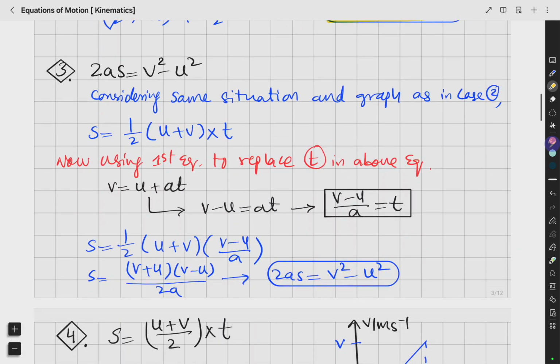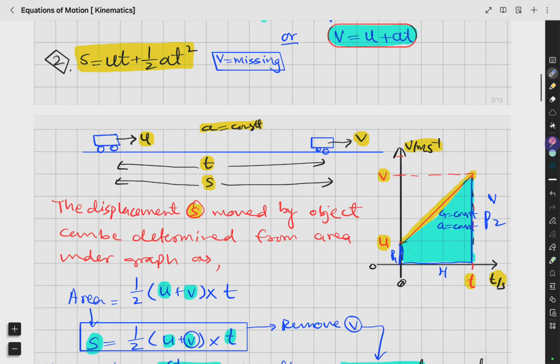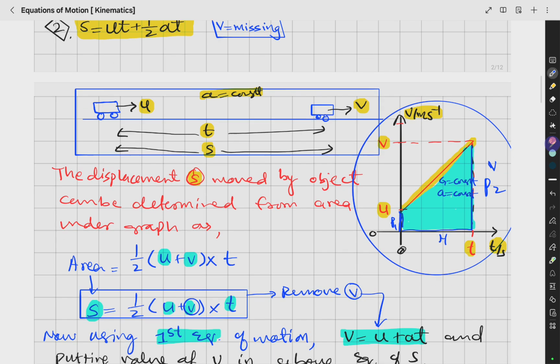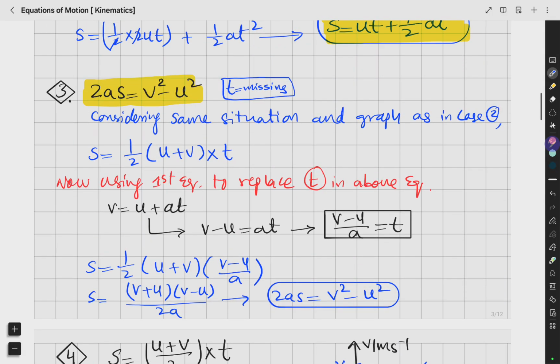Jumping to the third equation, which is also very important, you can see that time is missing in it. Time is not there. So what you do is consider the same situation and graph as in case 2. So the object is moving with velocity u, after some time t it has covered displacement s, and its final velocity is v, and you look at the same graph. So we will be using the same graph here.